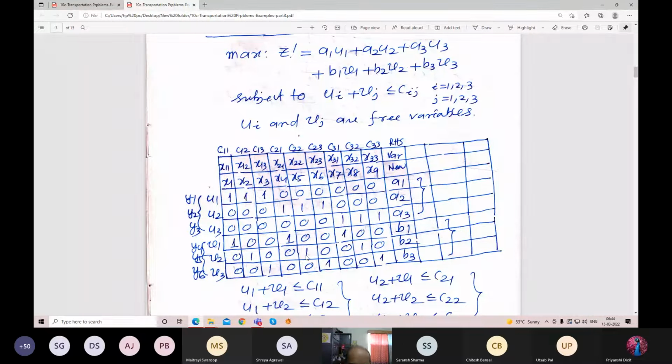Similarly, we have here x13, x23, x33. This is equal to b3. So 2, 0, then 1, then 2, 0, then 1. So in this fashion you can write.